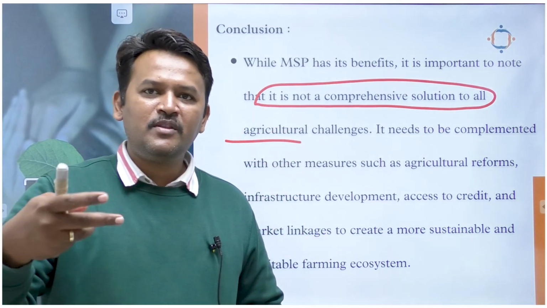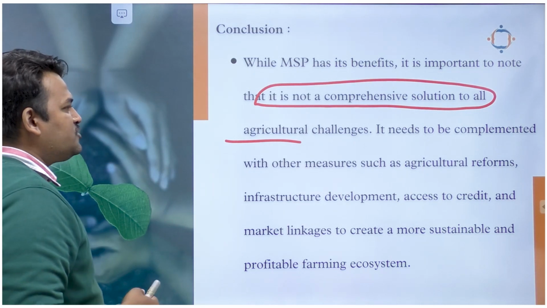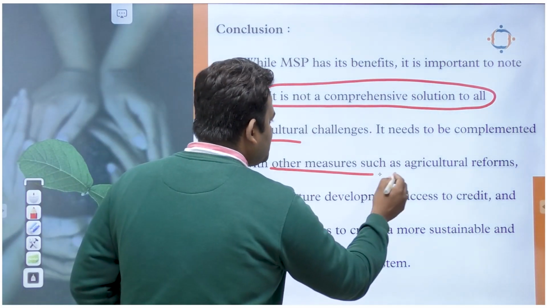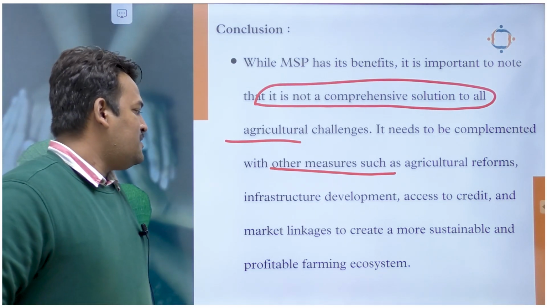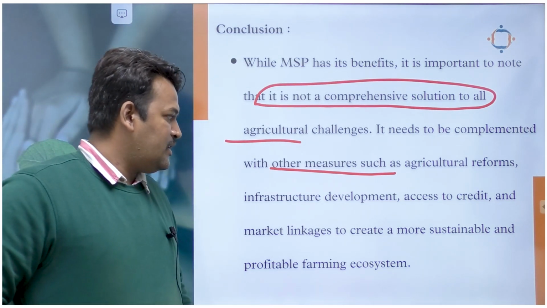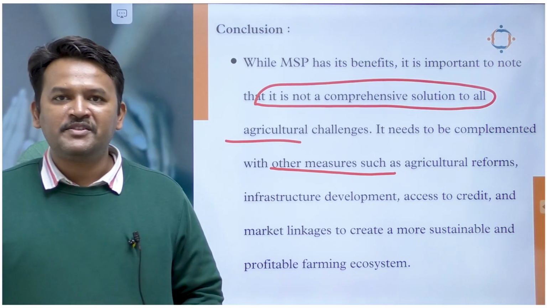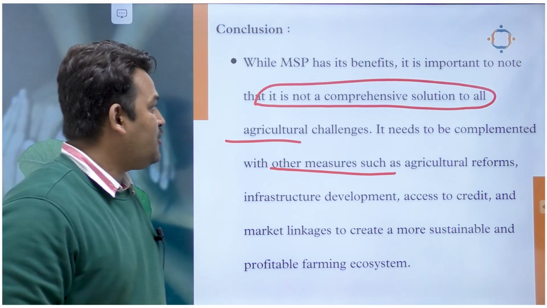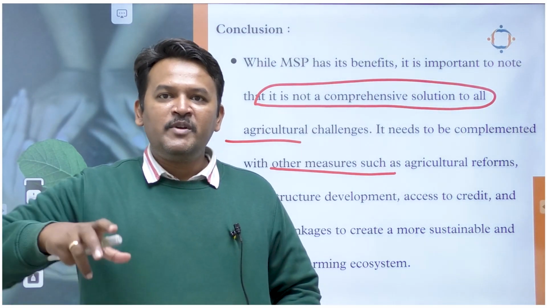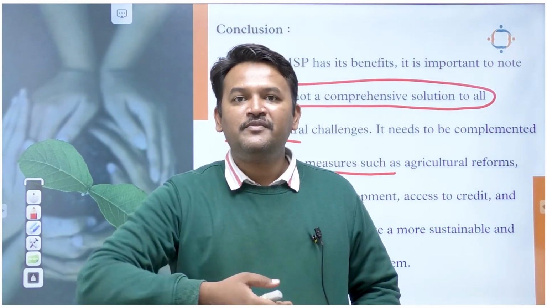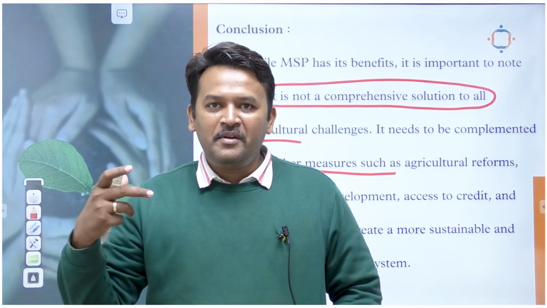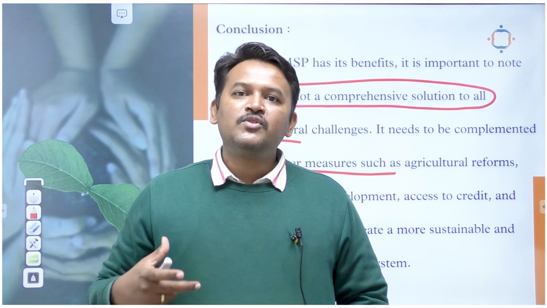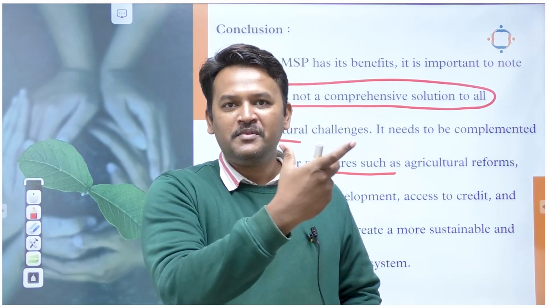Okay, so try to focus on that in conclusion. It needs to be complemented with other measures such as agricultural reforms, infrastructure development, access to credit, market linkages to create a more sustainable and profitable farming system. Right? You are trying to be futuristic here. Though MSP will help farmers in the long run, we also have to focus on other problems of agriculture. These problems are also responsible for the low income trap of the farmer, right?